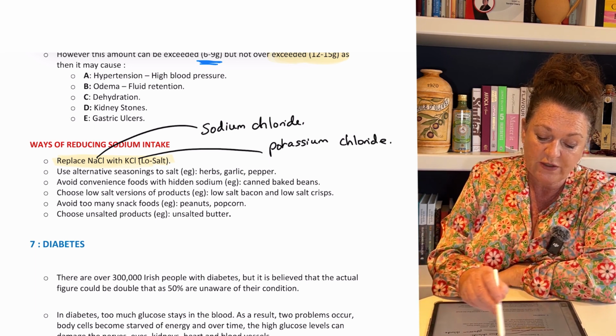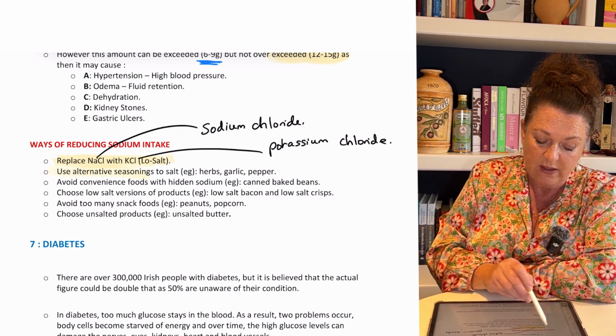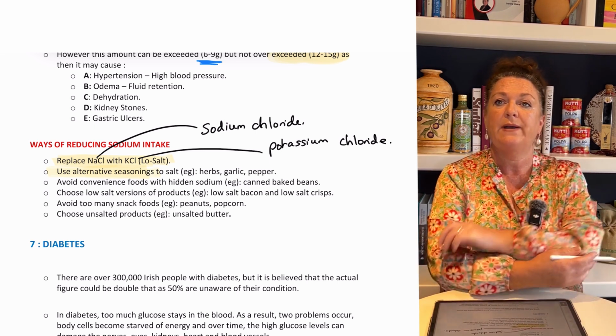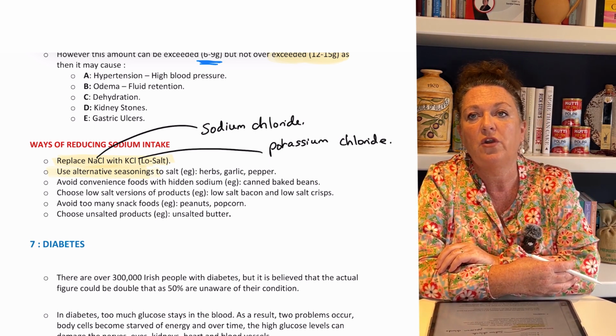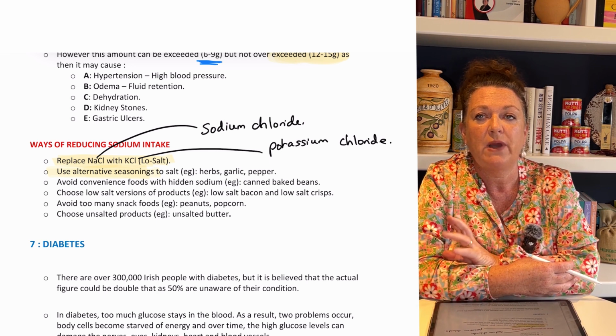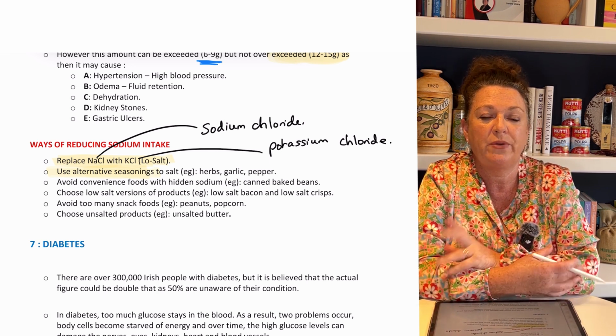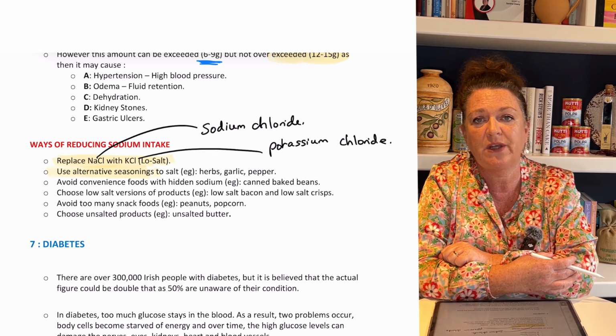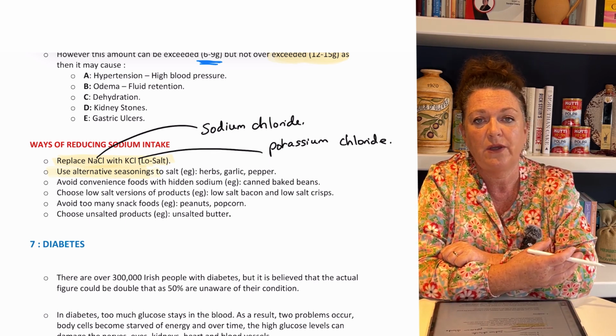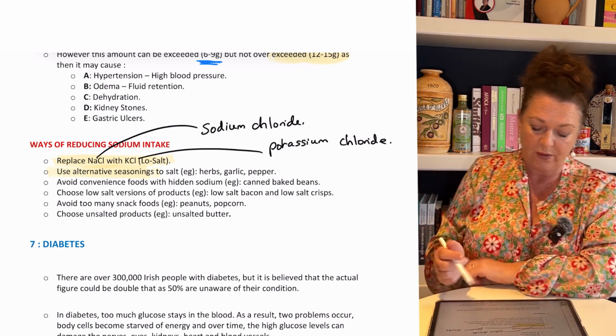Use alternative seasonings. So have your peri-peri chicken with your chili, have your lovely Italian herb sprinkled over your roast chicken. Maybe you can use extra garlic, some pepper, and so on.